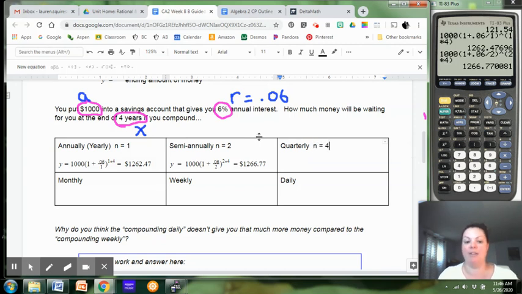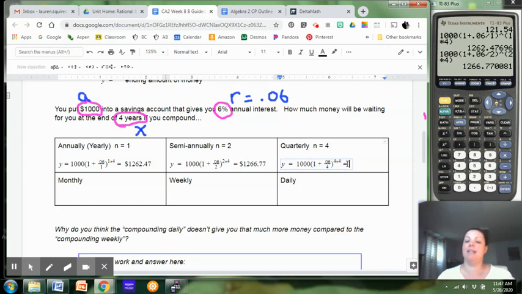You're going to break up your rate into 4 different times. So I'm actually just going to copy this formula in here, and I'm going to change the 4 around. So the 0.06 is still the same rate. I'm going to divide it by 4 this time, and in my exponent, I'm going to end up with 4 times 4.